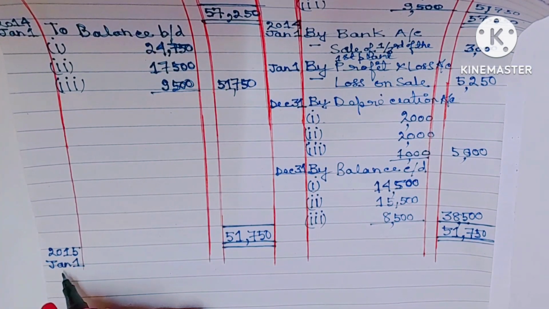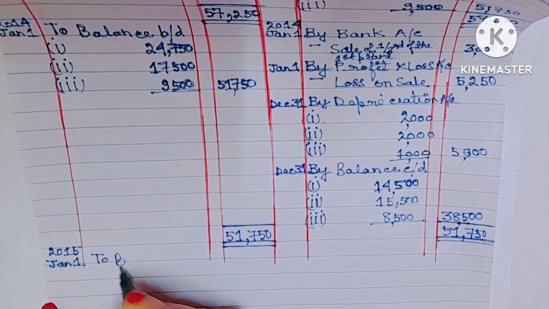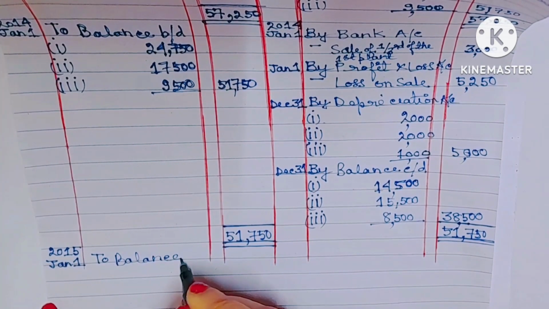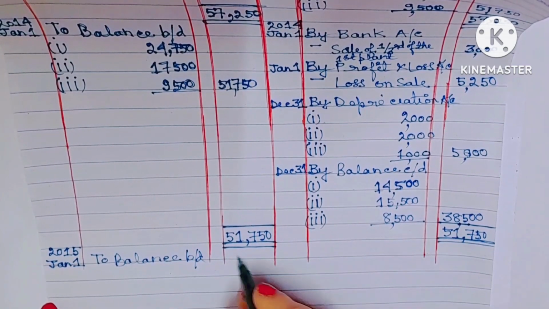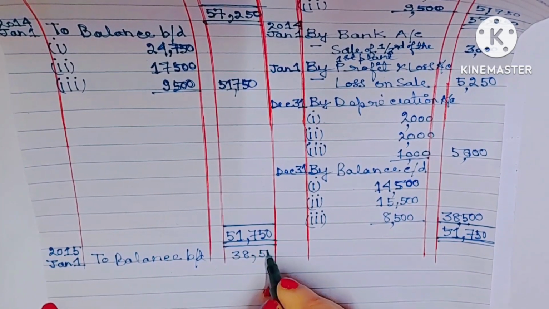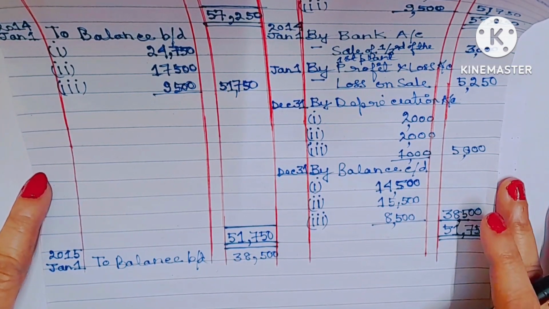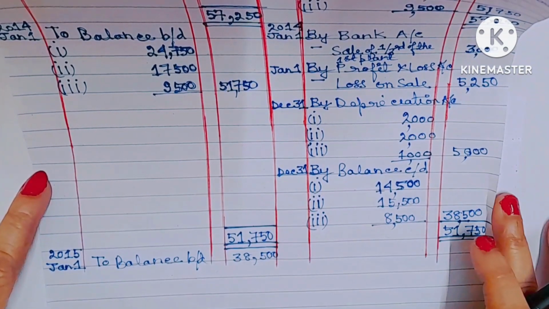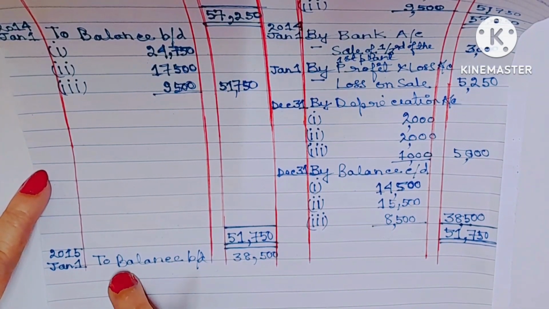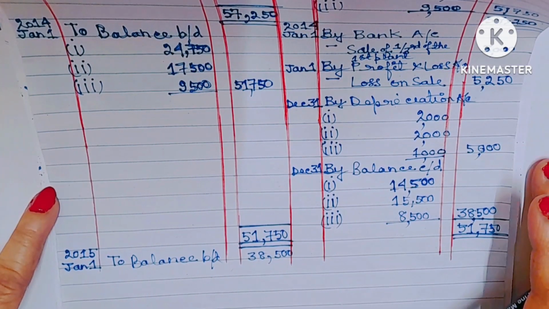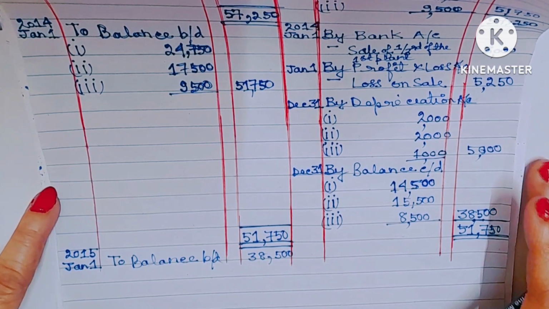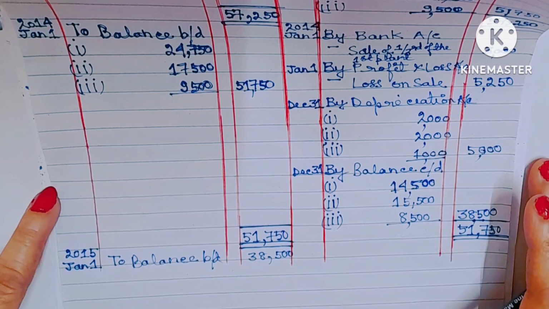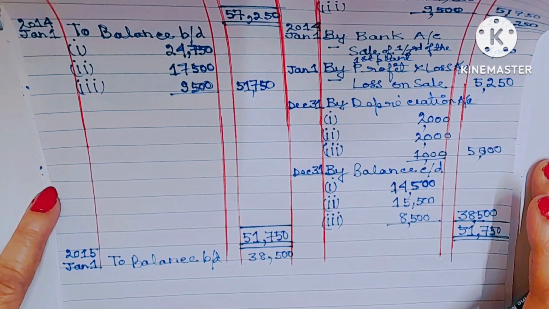Understood? Now we got to write 2015 January 1st to balance BD. Just copy 38,500. Okay. They have asked us to prepare the plant account up to the year ending on 31st December 2014. So we have shown 2014, and we have to bring it down to 1st January 2015 as to balance BD. Understood? So now the problem is complete. I hope you understood. So now the plant account is ready.